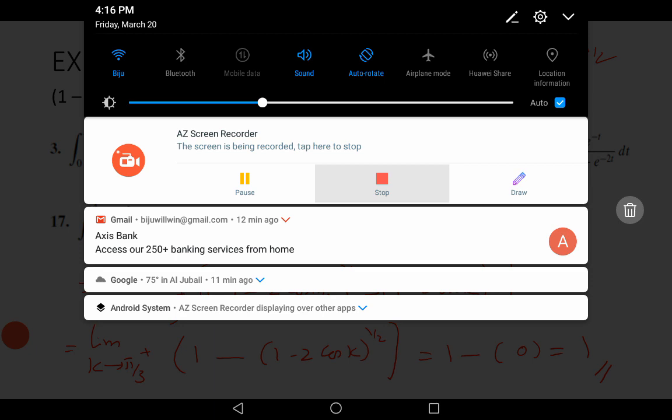Substitute the limit. When you take the limit, the first term is 1, and for the second, cosine pi by 3 is half, so half into 2 will be 1, 1 minus 1 is 0, so this is 0, so the answer is 1. So problem number 23 gives the answer as 1.